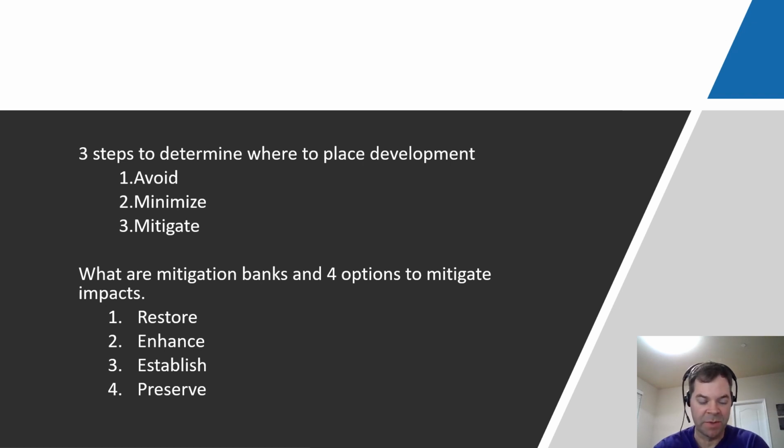There's four options to mitigate for impact. You can restore a previously existing wetland or aquatic system. You can enhance the function and processes and provide a functional lift to an existing wetland or aquatic system. You can establish or create a new wetland system or aquatic system, or you can preserve a wetland or aquatic system.